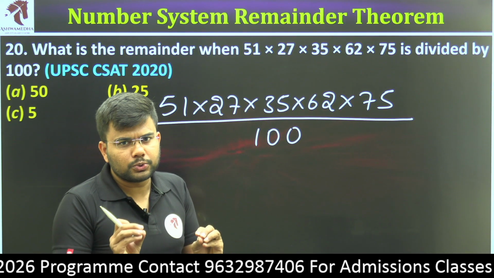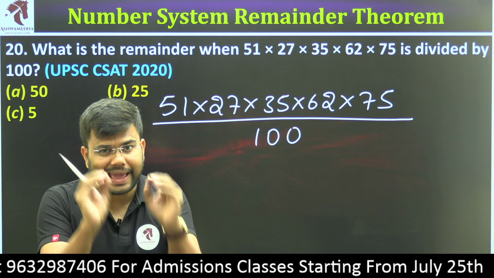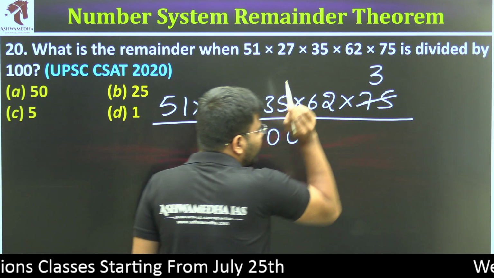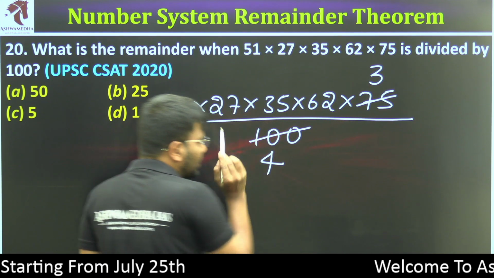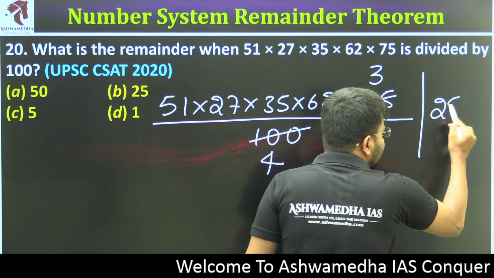So first, what you're supposed to do is apply the cancellation factor. That is, you are supposed to cancel. From which number shall I cancel? 25 3s are 75, 25 4s are 100. So the first cancellation factor is 25.